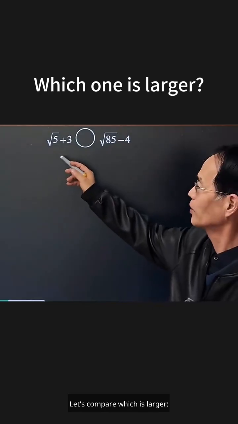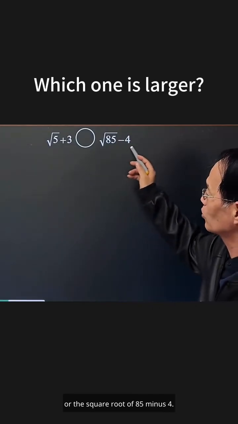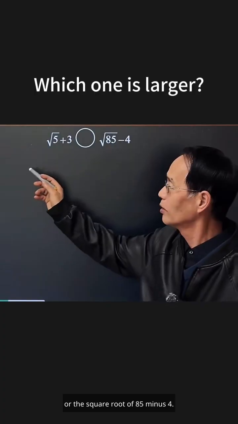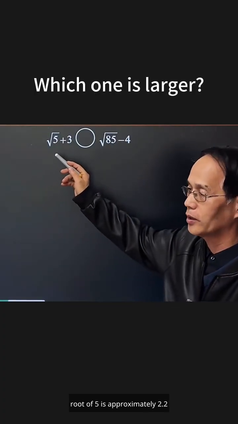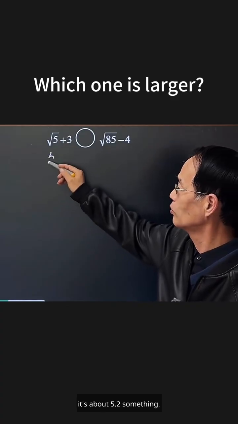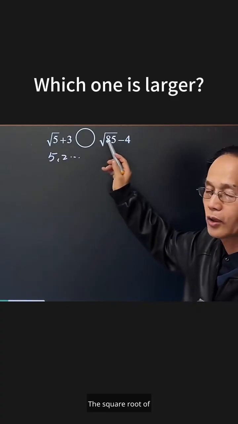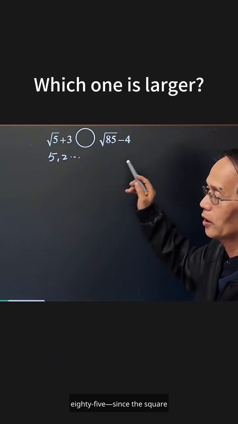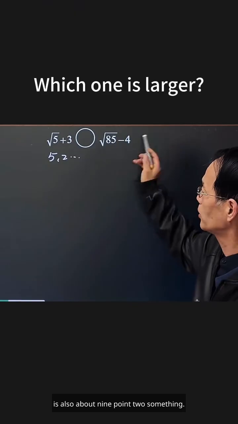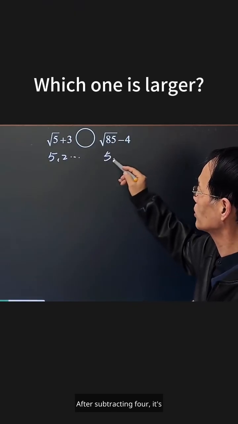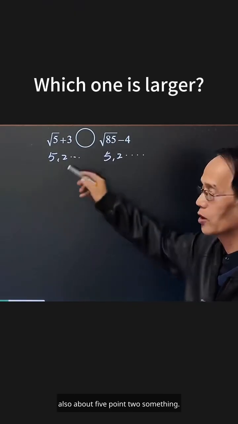Let's compare which is larger, the square root of 5 plus 3 or the square root of 85 minus 4. We'll estimate the square root of 5 is approximately 2.2 something, so after adding 3, it's about 5.2 something. The square root of 85, since the square root of 81 is 9, is also about 9.2 something. After subtracting 4, it's also about 5.2 something.